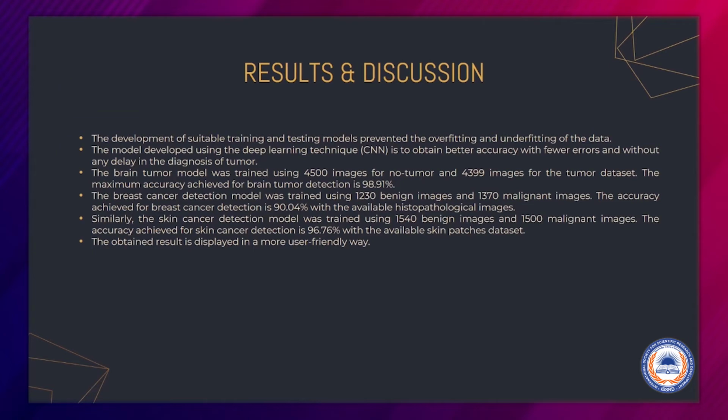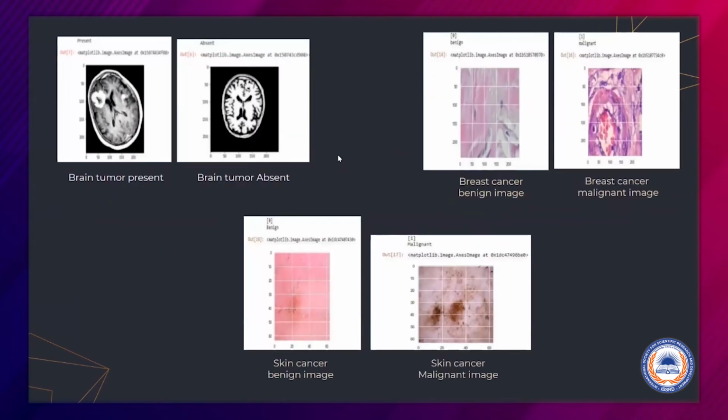The brain tumor model was tested with 4,500 images and 4,399 images for accuracy, and we achieved 98.91%. The breast cancer model was trained with 1,230 benign images and 1,370 malignant images, and we achieved 90% accuracy. For skin cancer, we got an accuracy of 96%. These are the results from our proposed system.